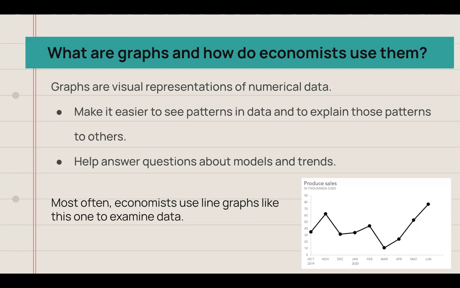Most often, economists end up using line graphs like this one to look at data. And this is a simple graph that's looking at produce sales over time.